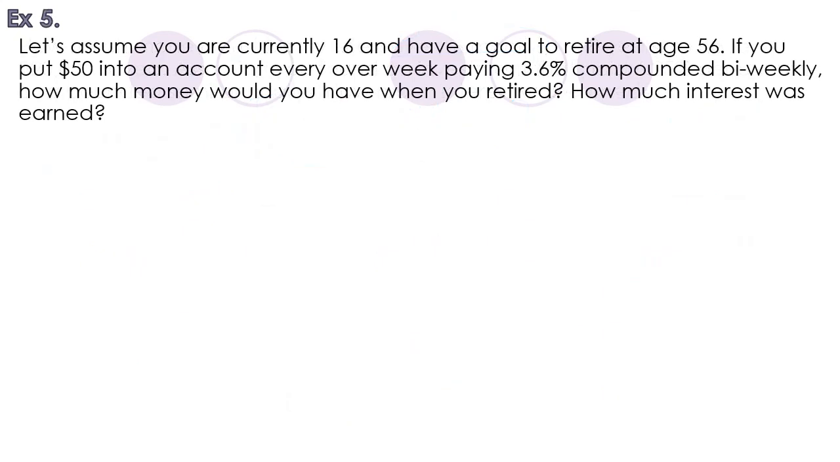I got one more kind of fun one for you. Fun in the sense that it might be eye-opening for some of you, especially if you have a job. So let's assume you're currently 16. And for argument's sake, we're going to say on your 16th birthday. And you have a goal to retire at age 56. If you put $50 into an account every other week, not every over week. Fix that typo. Paying 3.6% compounded biweekly. How much money would you have when you're retired?